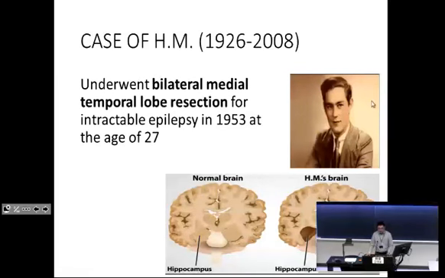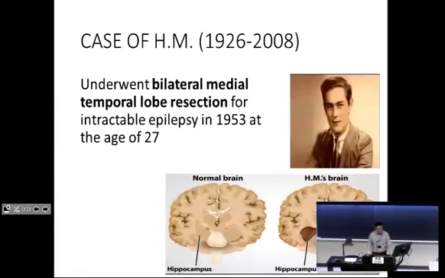So a lot of this was, for better or worse, depending on one's perspective, discovered by folks investigating this unfortunate young gentleman. HM was an individual who had intractable seizures, and back in the day there really wasn't very much that we could do for folks like him. The honest truth is there's still a lot of folks like him for whom we can't do very much aside from cutting out the part of the brain that's generating the seizures. Those of you who will rotate through Sick Kids will certainly see that.